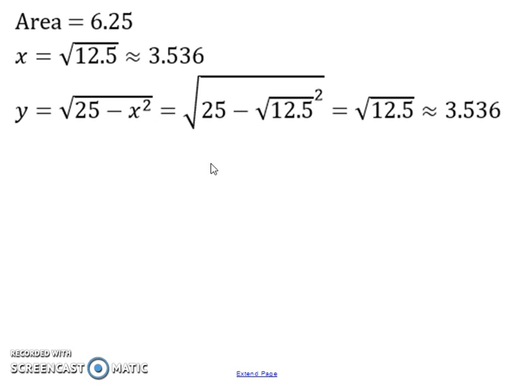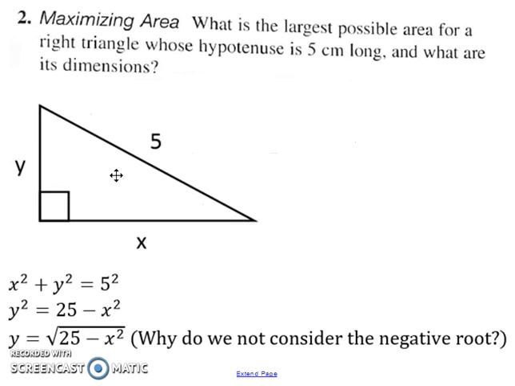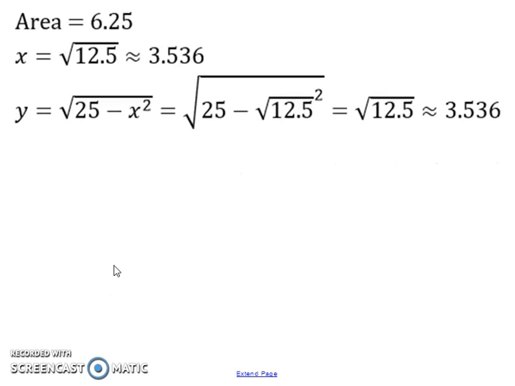And so the final step is to interpret, and here we are. We just found out that the area is 6.25 when x is 3.536, and I grabbed this formula from the very beginning. I'm going to go back and show you. When we solved this equation for y, we have y equals this in terms of x. So here we go. We just plug it in.